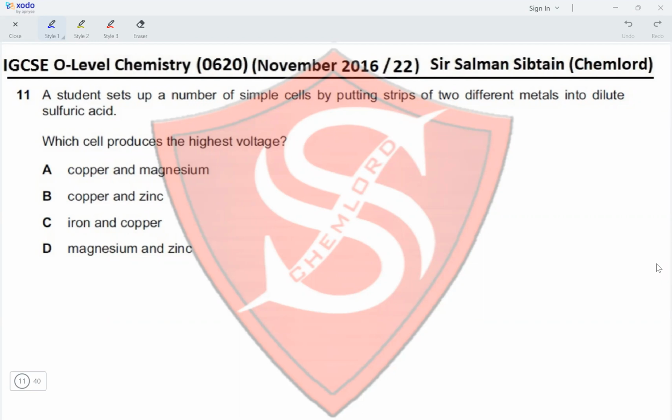So the metals we have are copper, magnesium, copper, zinc, iron, copper, and magnesium and zinc. According to the reactivity series, the most reactive metal starts with potassium, then sodium, then calcium, then magnesium, then aluminum, then zinc, then iron, then lead, then hydrogen, then copper, then silver, then gold, and then platinum. So we would select the metals with the greatest difference in reactivity to produce the highest voltage.